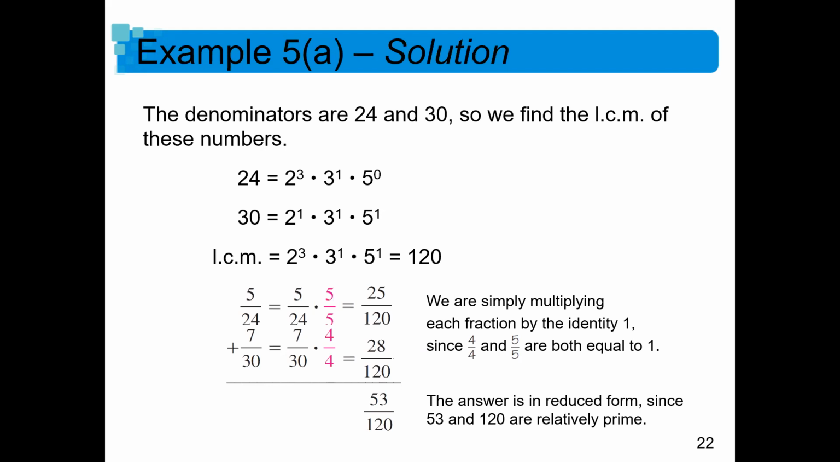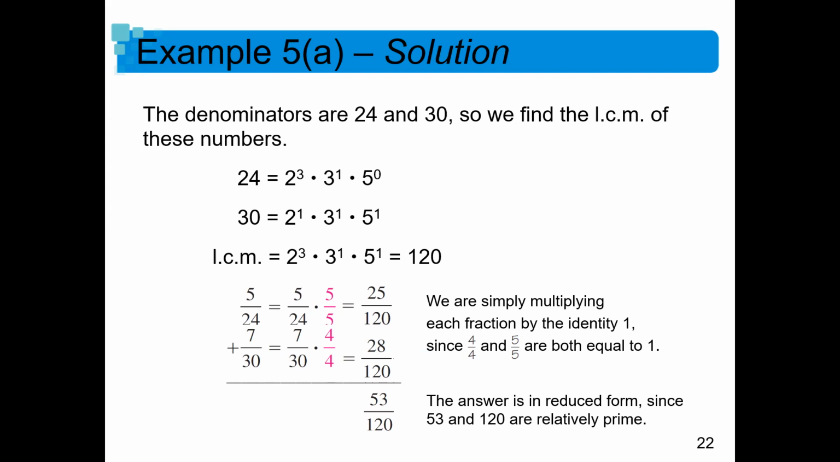And how about for the second fraction, 7 over 30? How did we convert 30 into 120? Well, we multiplied that by 4. And so since we multiply the denominator by 4, we should also multiply the numerator by 4. So 7 over 30 becomes 7 times 4 over 30 times 4, which is 28 over 120.